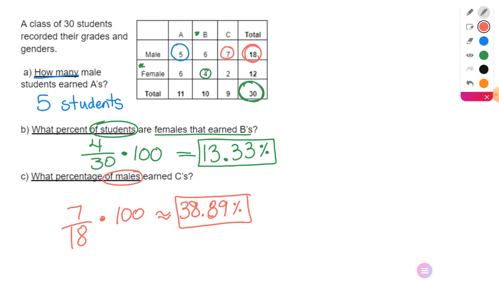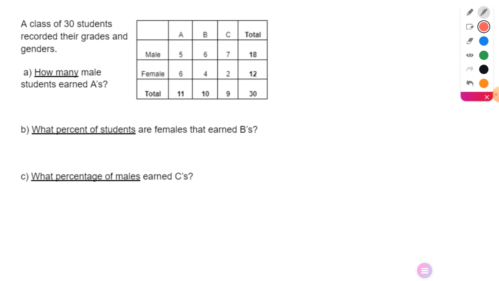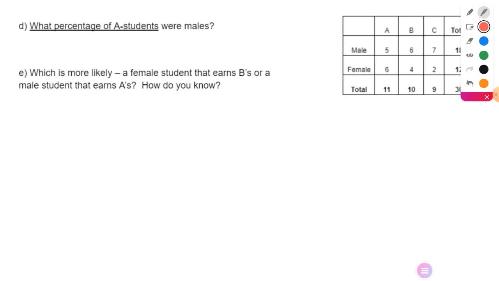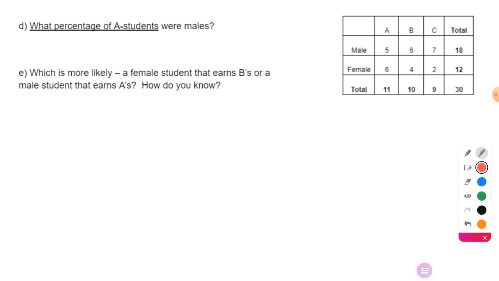All right, continuing on. Letter D. What percent of A students were males? So I'm looking only at my A's. So out of these 11 people, how many of them were males? 5. And a percent again, so 5 out of 11 times 100 is 45.45%.